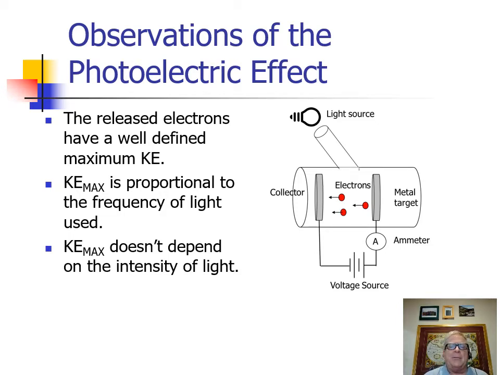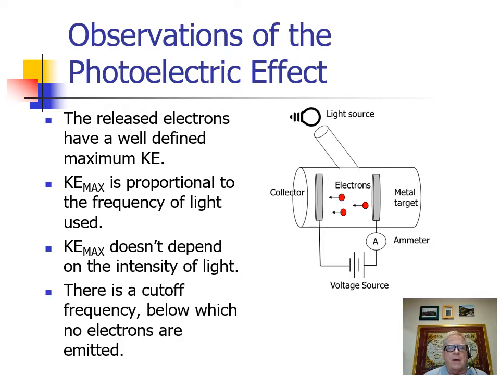Surprisingly, the maximum kinetic energy doesn't depend on the intensity of light. Here we see something that probably doesn't agree with a wave picture of light. You would expect that if you have a more intense light beam, that means the waves have a larger amplitude, then the kinetic energy of the most energetic electrons would be larger. And it also turns out that there is a frequency below which no electrons get emitted, no matter how intense the light is.